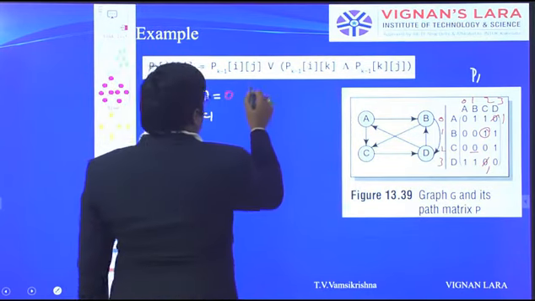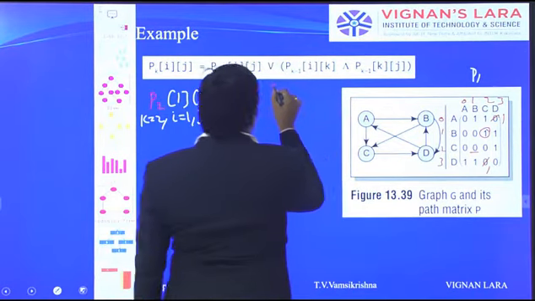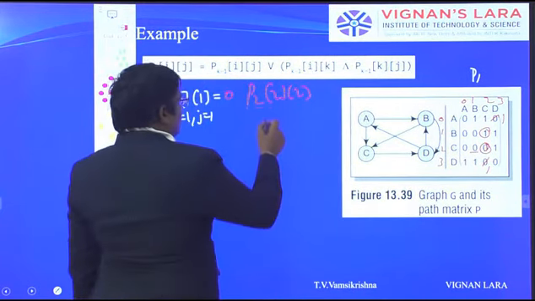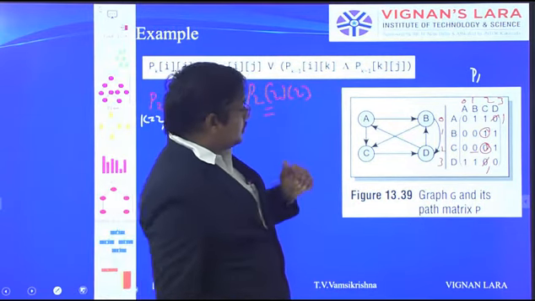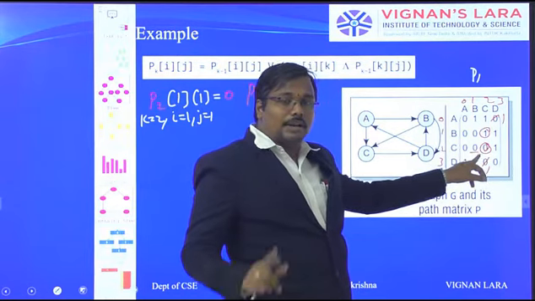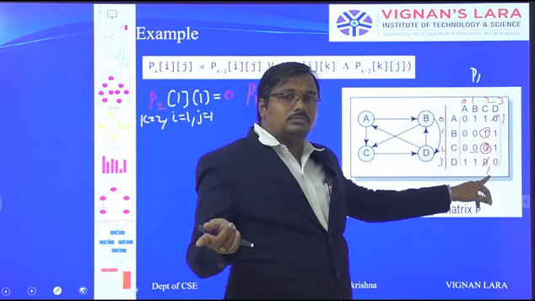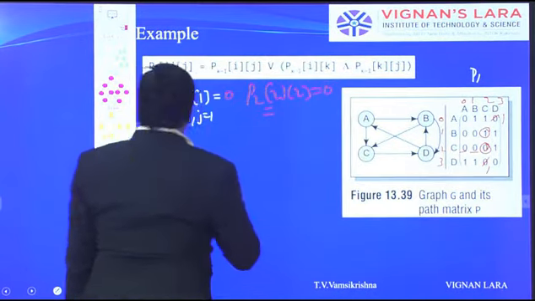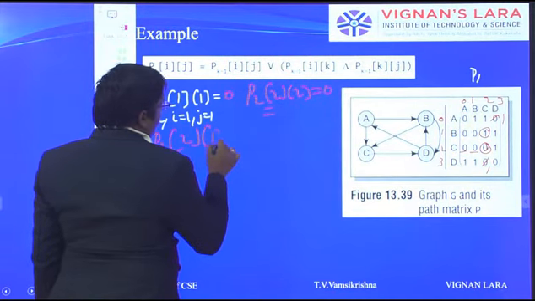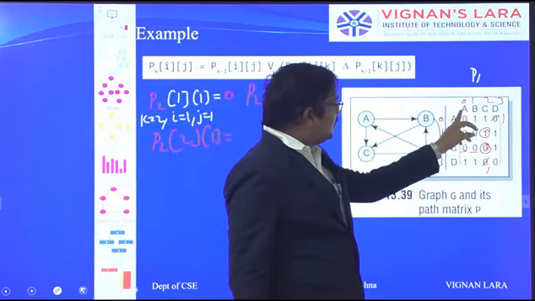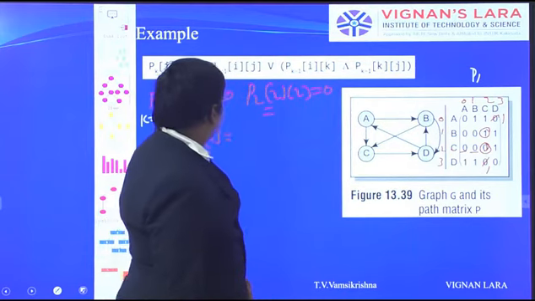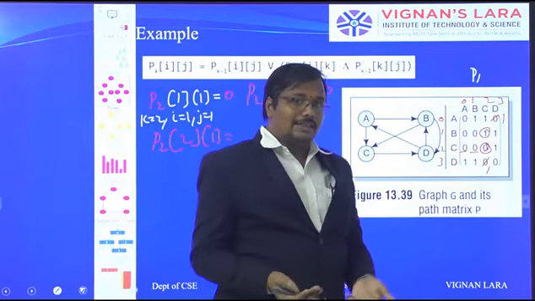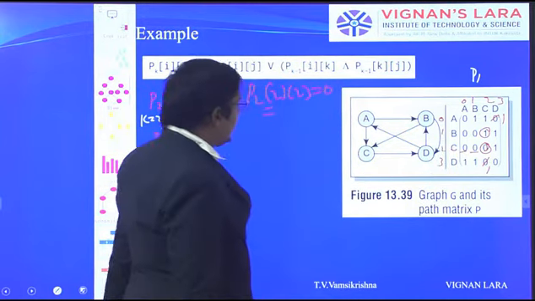That is 0. Next we are calculating P2 of 2, 2. This one I am checking, right? Say K value is 2. P1 of 2, 2 is already 0. Right now the intermediate vertex is also 2. So 2, 2 and 2, 2 means 0, 0, so no need to check this one, also 0. Now we are checking P2 of 2, 1. P1 of 2, 1 is already 0. We are checking whether there is any alternate path, with 2 as the intermediate vertex. Alright, so that is 0.